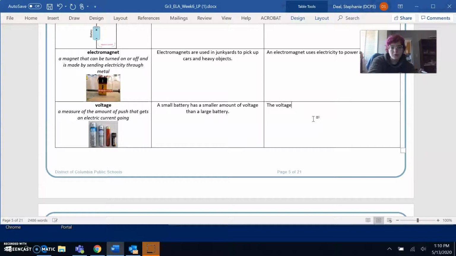So the voltage is the amount of power. Voltage is the amount of power in electricity.